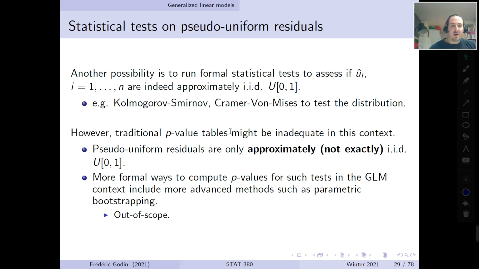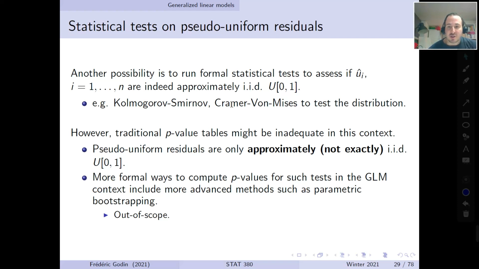Now, one thing to consider when you apply these tests is that the residuals obtained from the Rosenblatt transform are not exactly uniform 0-1, but only approximately uniform 0-1. So if you compute p-values assuming that your null assumption is exactly uniform 0-1 variables, your p-value might not be fully accurate. So there are recent developments in statistics which involve tests allowing to consider the fact that the residuals are approximately IID uniform 0-1 and not exactly IID uniform 0-1. But these tests are much more involved computationally.